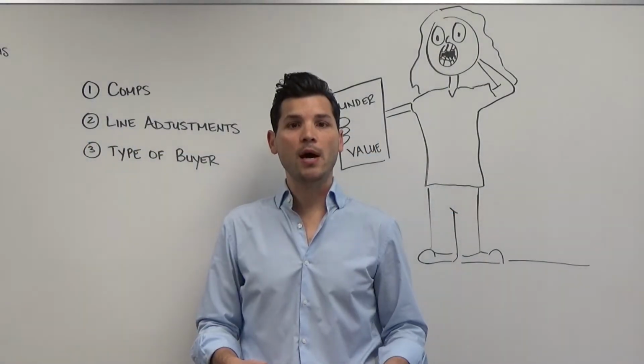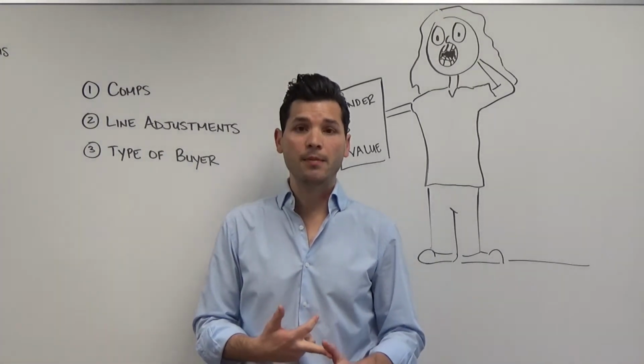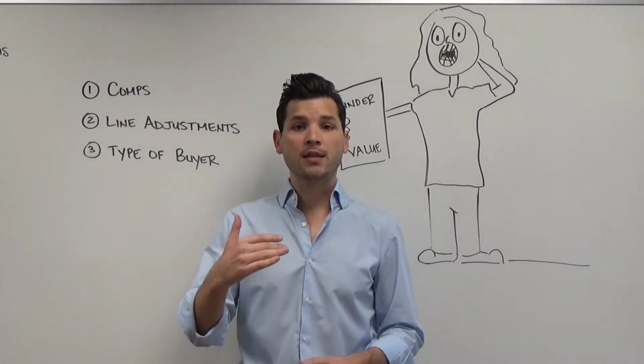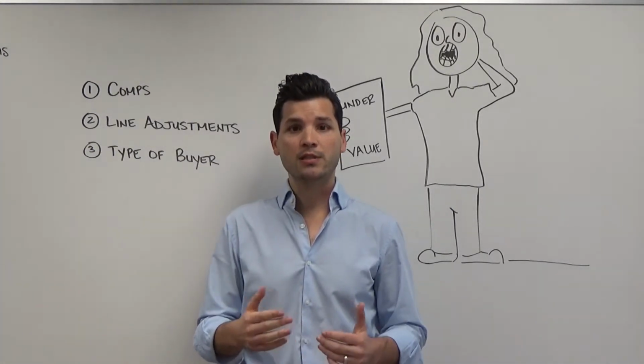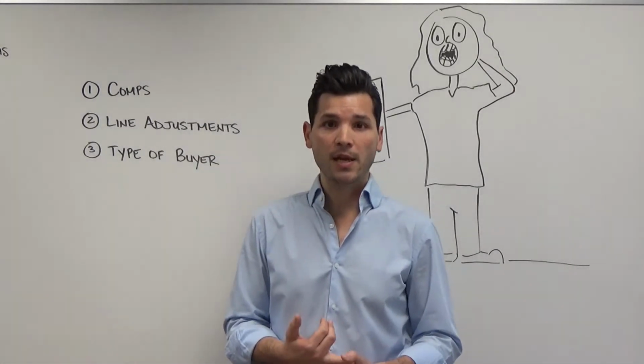The third is the type of buyer. Were they a conventional finance buyer? Were they an FHA finance buyer, a VA buyer, a cash buyer? And you can determine this by looking at the report. At the top of each of the comparable sales, it will list the type of sale that took place. It will tell you if they were financing used or whether or not they paid cash.